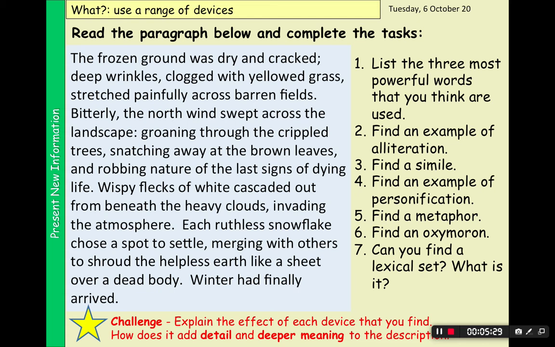Number two, an example of alliteration. Well, this one was kind of tough to find.